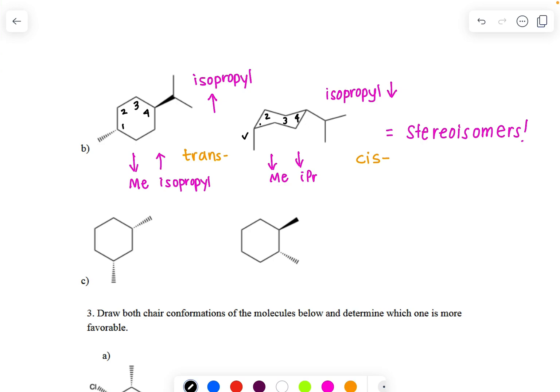In C, I have a methyl attached to carbon number 1 and 3. And the other one, I have carbon number 1 and 2. I have the same number of carbon atoms, I have the same number of hydrogens, so they're not different molecules, but I have the methyls attached to different carbons, so these are constitutional isomers.